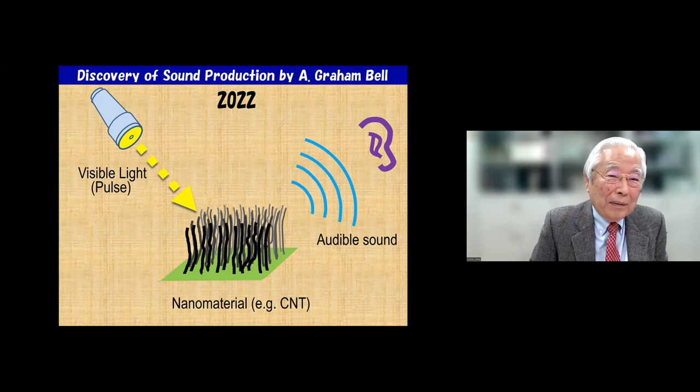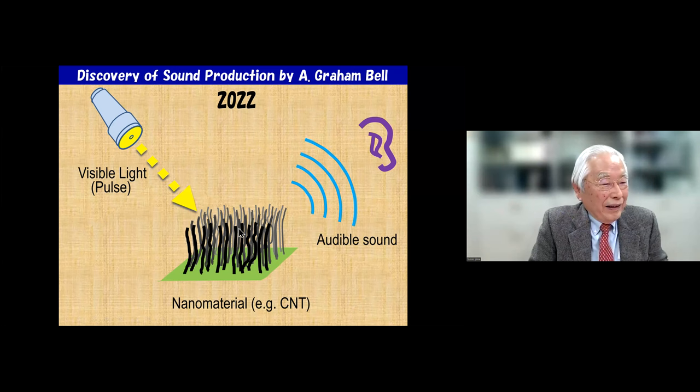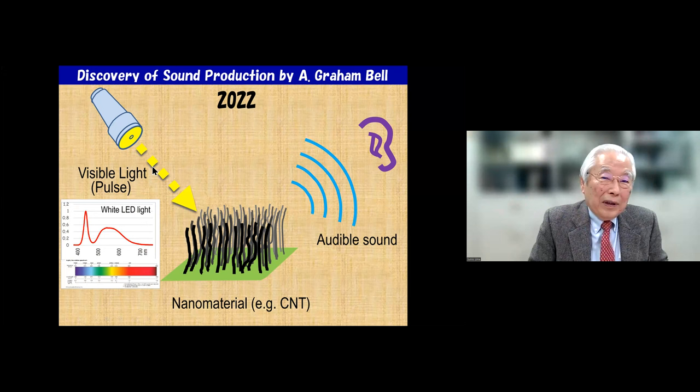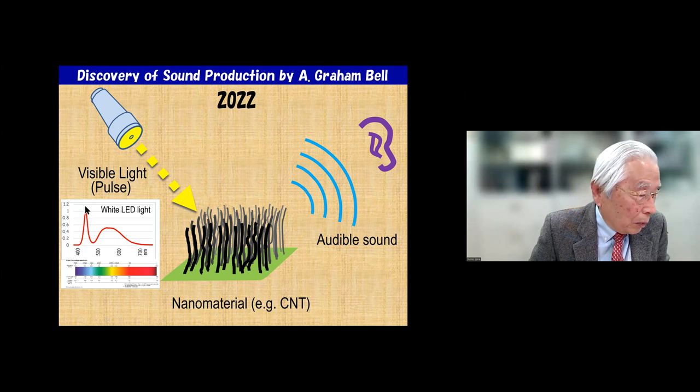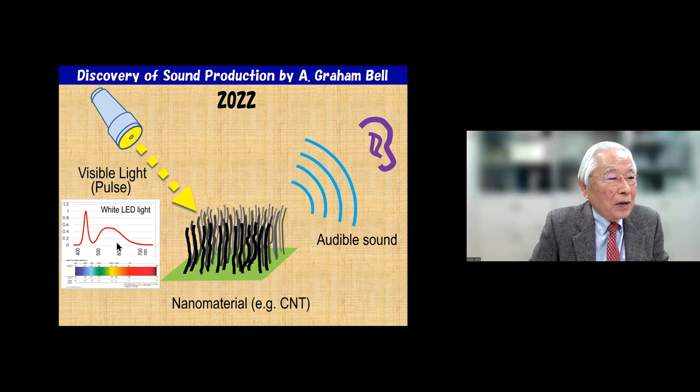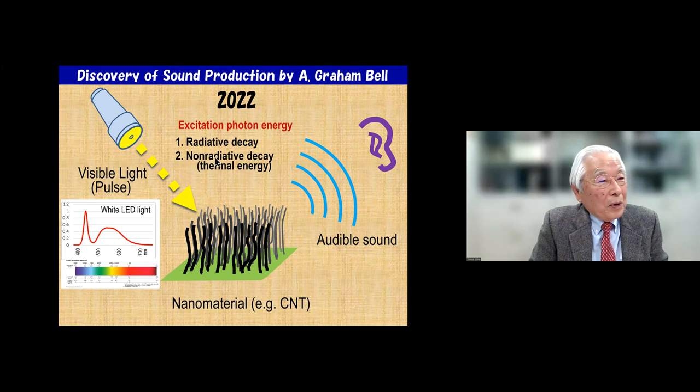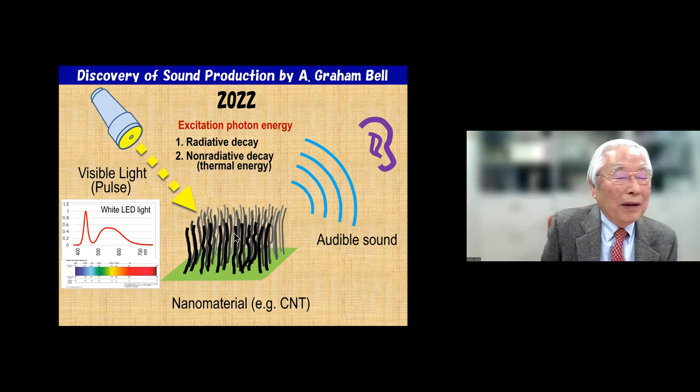So this is the energy distribution of this flashlight. Okay, so this is a white LED lamp. So it's not like simple peaks, but we have some distribution. Okay, so these are my photon energies. So the excitation photon energy goes to radiative decay within a carbon nanotube, or non-radiative decay, or somewhere in here. So that's a little bit of the physics in it.